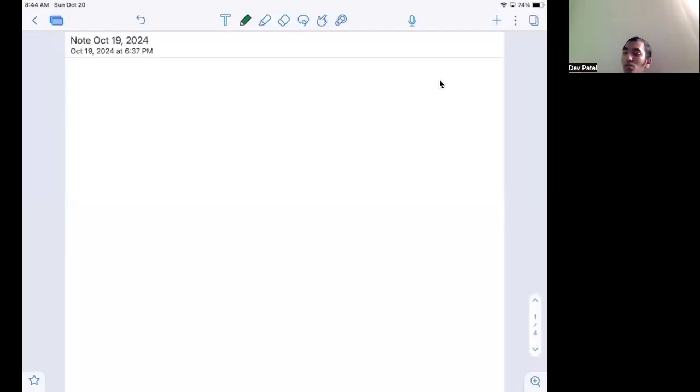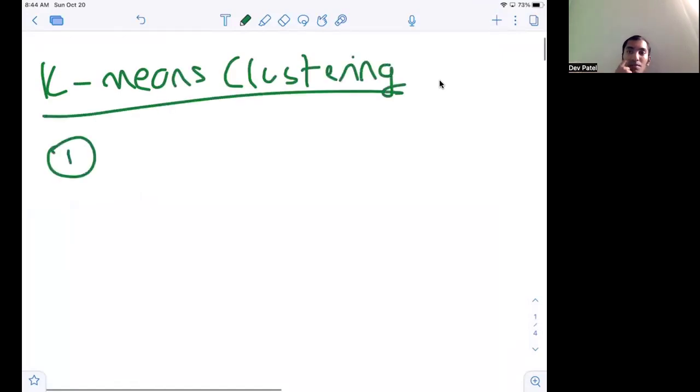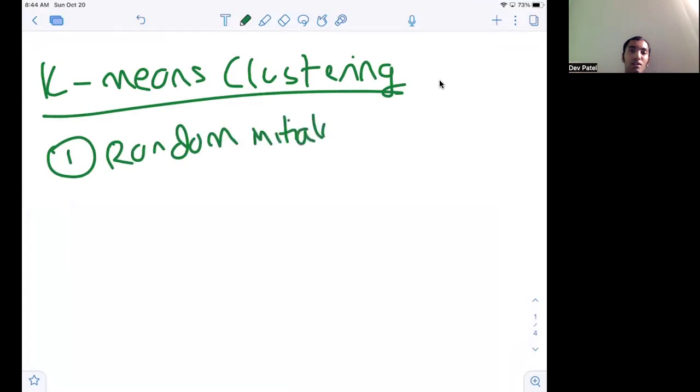Hi everyone, today we're going to go over a couple of different additional concepts. So first, let's go over k-means clustering, the steps for k-means clustering. We need to provide a k value, the number of clusters. First step is we randomly initialize the centroids. The number of centroids is equal to the number of clusters that we provide.